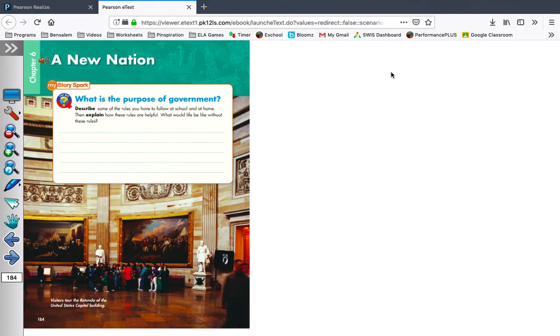Describe some of the rules that you have to follow at school and at home. And then explain how these rules are helpful. What would life be like without these rules?